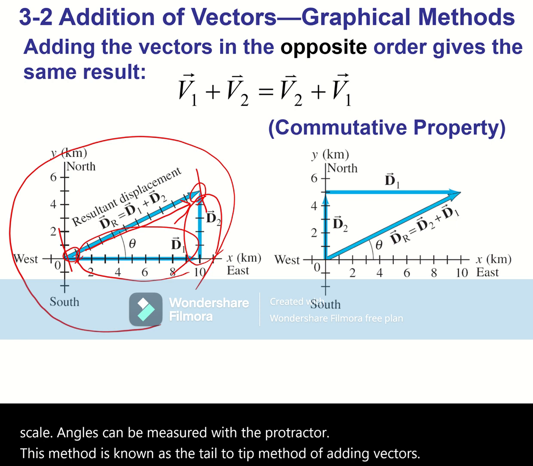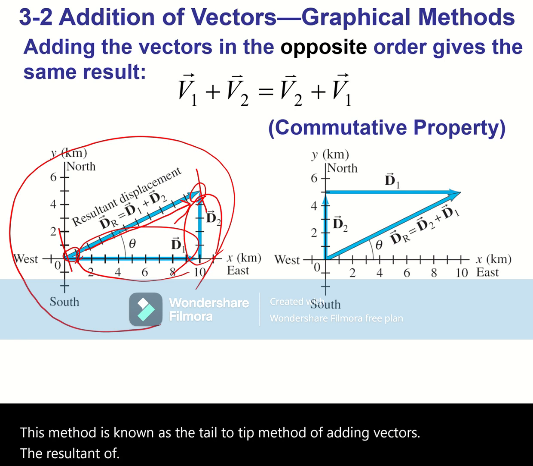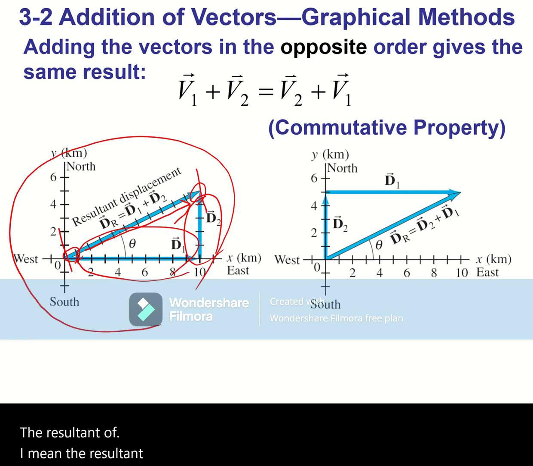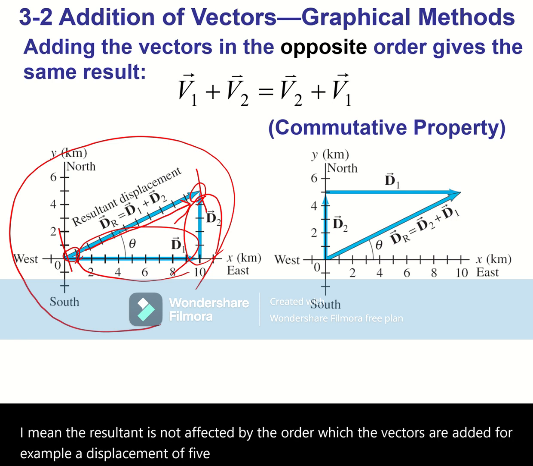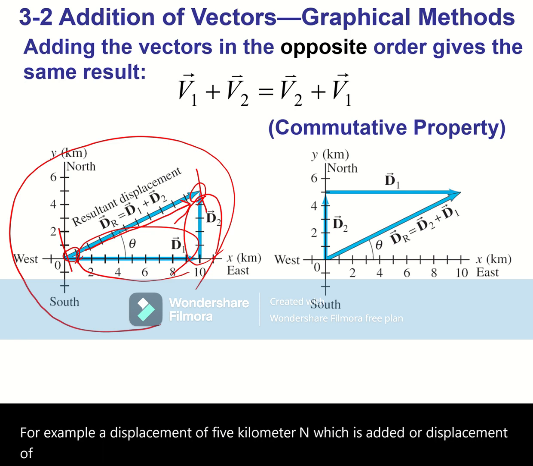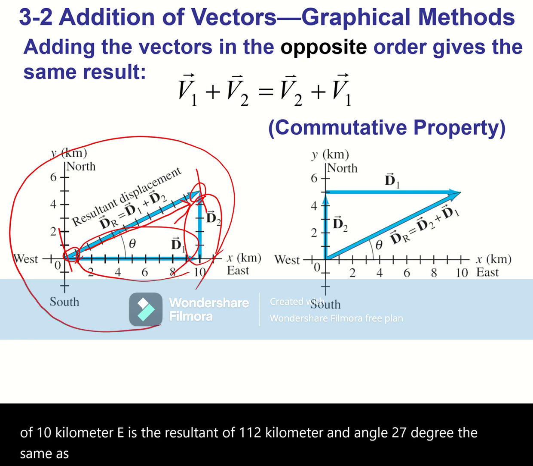The resultant is not affected by the order in which the vectors are added. For example, a displacement of 5 km north to which is added a displacement of 10 km east yields a resultant of 11.2 km at an angle of 27 degrees, the same as when they are added in reverse order.